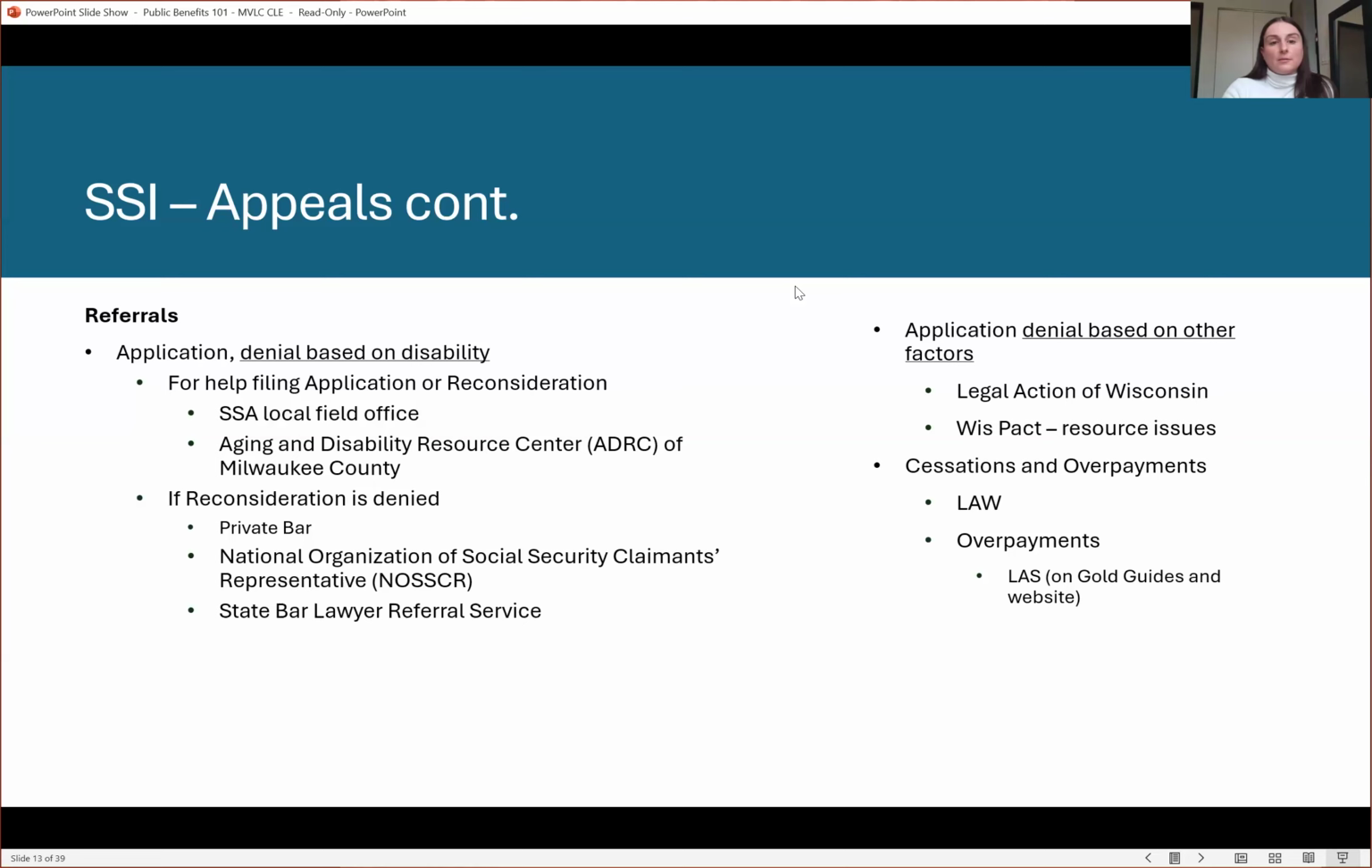For referrals, same process. If it's a denial based on disability, new application, those resources, otherwise private bar if it's after the reconsideration stage. Denials based on other factors like being over resource, you can send those to Legal Action or WISPACT. I'd say only if you're very comfortable that the person is over resource, first of all, and has expressed some interest in setting up what's called a special needs trust. It's a type of asset or trust that is not counted for SSI eligibility purposes.